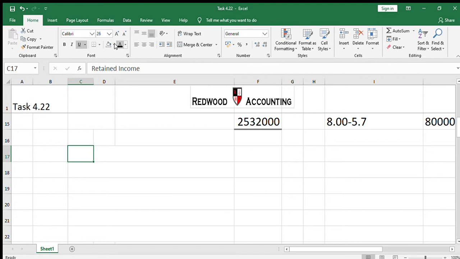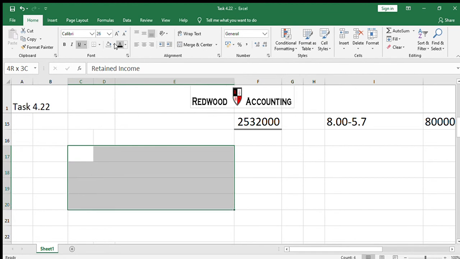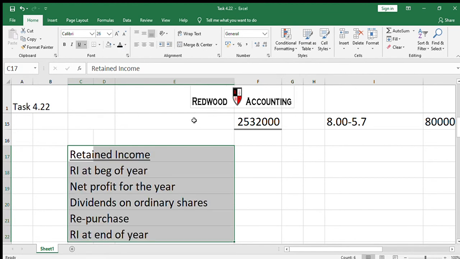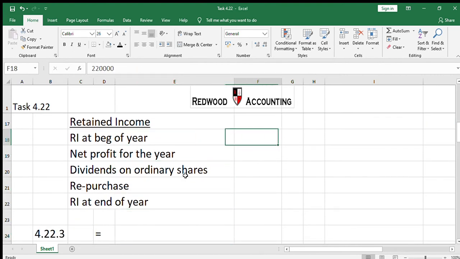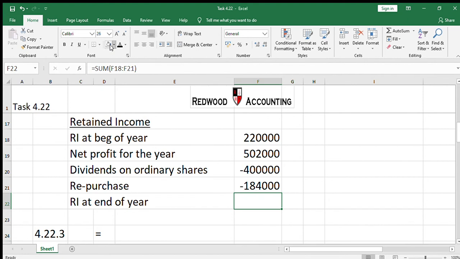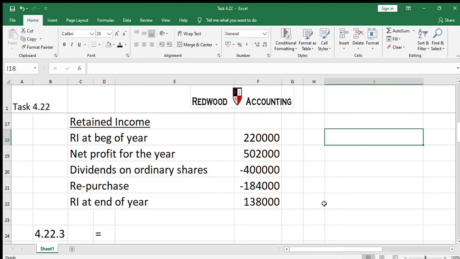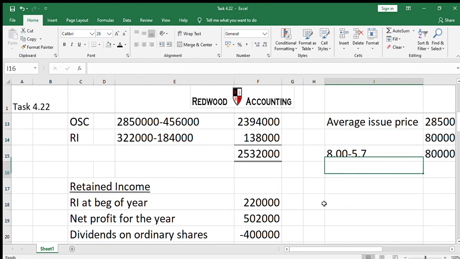Okay, I just want to show you how the retained income note would change also, because obviously it does change when there is a repurchase. This is how the new format of the retained income note would be. Our figure of 220,000 would stay the same. The net profit wouldn't change at 502,000. The dividends wouldn't change at 400,000. Then the repurchase would come in at 184,000, and then we would end up with the retained income at the end of the year, which is 138,000. So that is how the retained income would change.